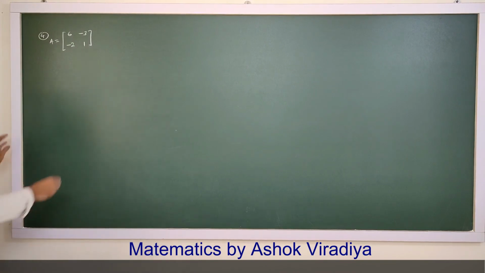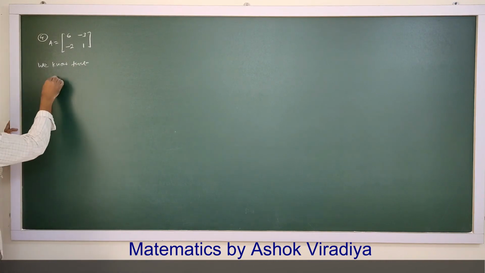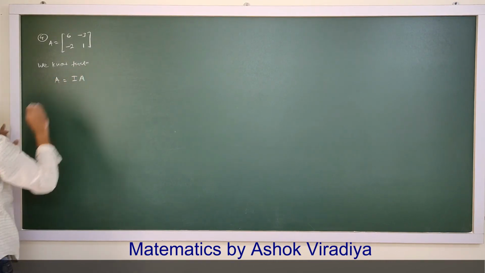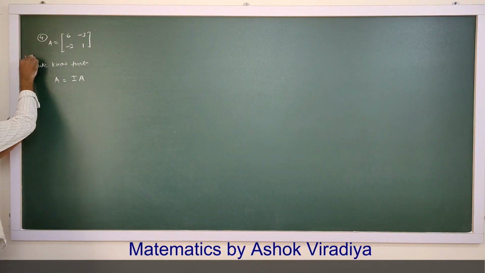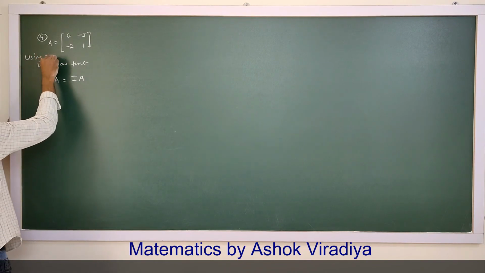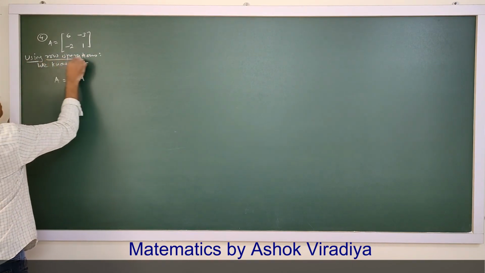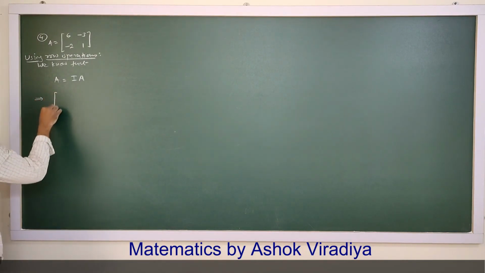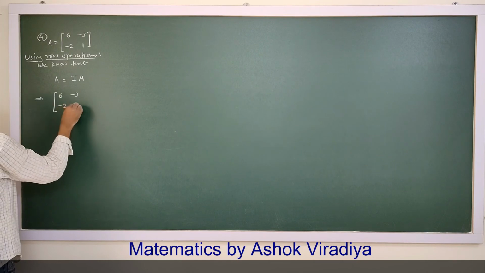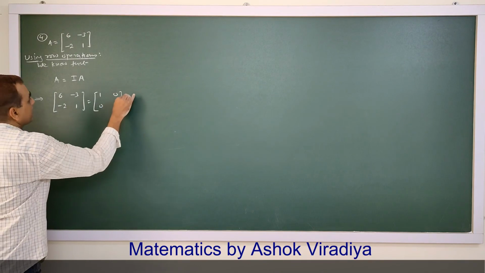See here, we know that A is equal to I into A. We are doing this using row operations. This question we are solving using row operations. So the starting point is A equal to I into A. So it is equal to 6, minus 3, minus 2, 1 equal to 1, 0, 0, 1 into A.